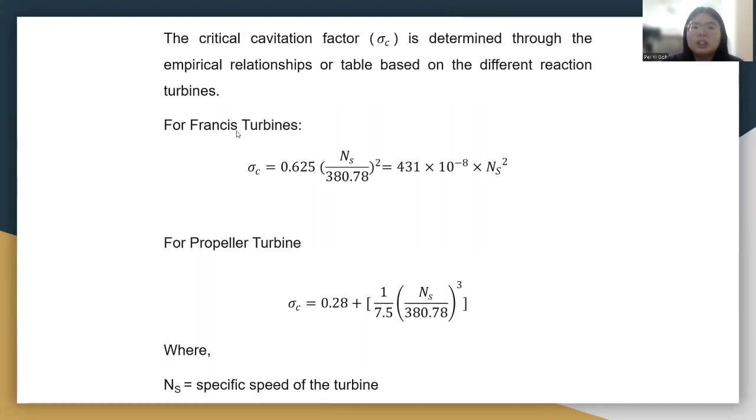To find the critical cavitation factor, we have to use the empirical relationship. Here are the different equations used to find the critical cavitation factor for the different reaction turbines. For the Francis turbine, the critical cavitation factor is found by using this formula. Now for the propeller turbine, the critical cavitation factor is found by using this equation, and NF is equal to the specific speed of the turbine. Okay, that's all for me.